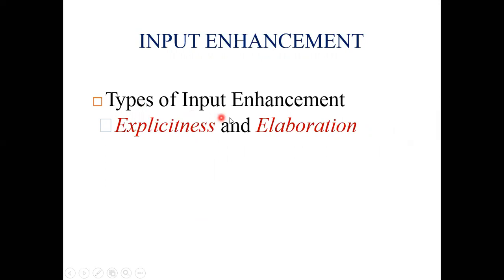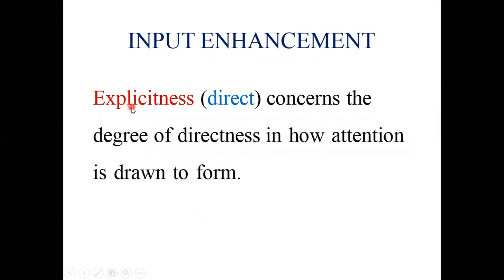Types of input enhancement: you have explicitness and elaboration. Explicitness concerns the degree of directness in how attention is drawn to form. This is so direct. The teachers direct students to the forms. For example, like GTM, grammar translation method, where the forms are highlighted at the very first hand. This is quite explicit.